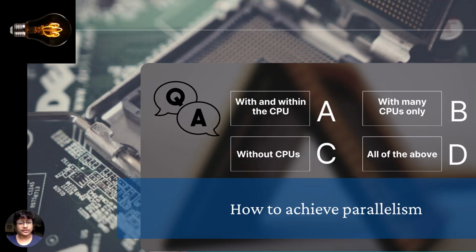Before starting, I want to give you a question. What do you think? How do we achieve parallelism? Is it with, without, or within the CPU? Within means we're talking about one computer. With many CPUs means we're talking about more than one computer. Without CPUs means no computers. Or the fourth option is all of the above. I'm not sure, right? By the end of this video, I'm sure you'll be able to answer this. So let's go ahead.